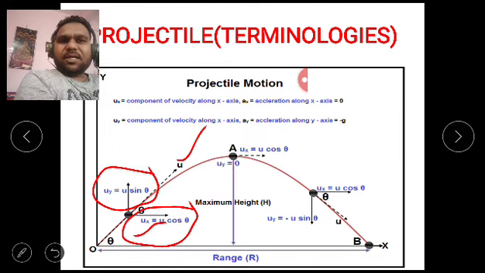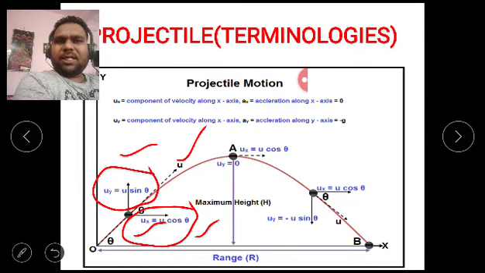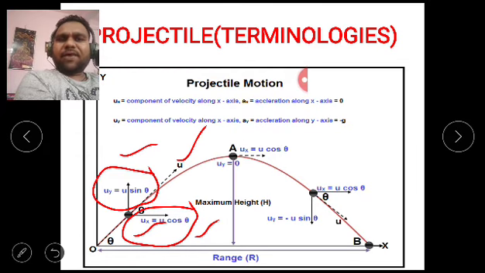We are taking velocity u, and velocity u is resolved into two components, horizontal component and vertical component. The horizontal component will be given by u cos theta and the vertical component will be given by u sin theta. u cos theta is the horizontal component of the velocity and u sin theta is the vertical component of the velocity. So these are the two components.